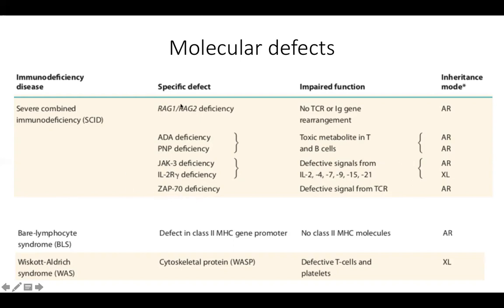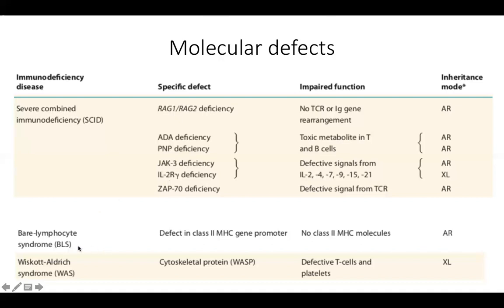ZAP70 is similar to this one, because ZAP70 is a protein involved in the T cell receptor signaling. The T cell receptor has been formed, but when the T cell receptor encounters the MHC peptide, there will be signal 1. One of the proteins involved in signal 1 is ZAP70. If that is defective, again there is a defective signal from the T cell receptor. Many of these affect only the T cell, but you know why it is called combined, because it is indirectly going to affect the B cell also.